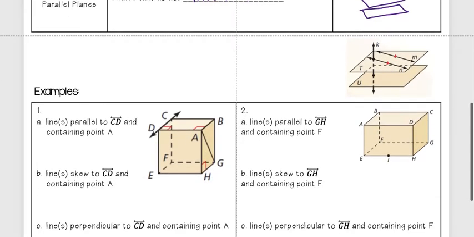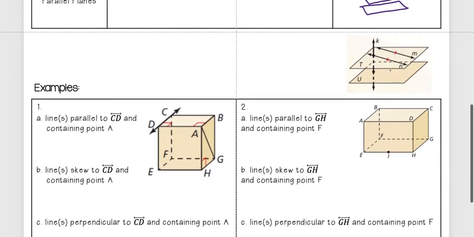And so this picture really shows examples of at least 3 of those definitions. So here I see that lines M and N are parallel, and that's represented by those arrows right there. An example of skew lines are lines M and K.